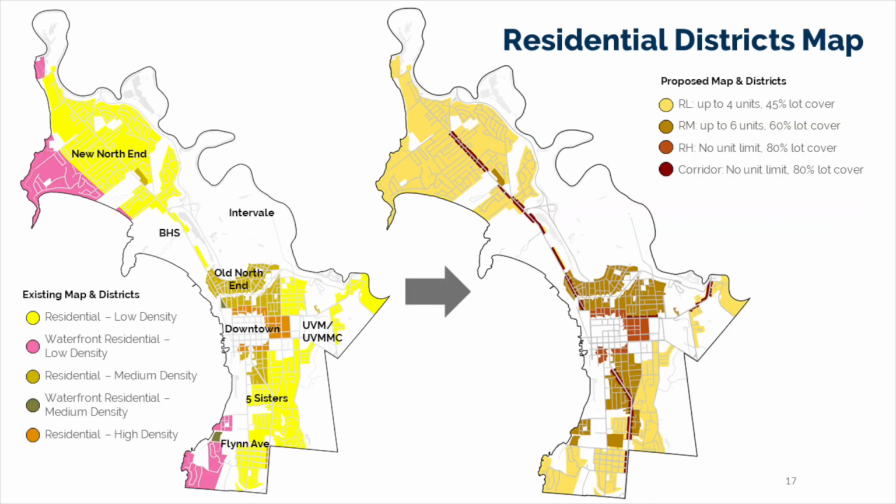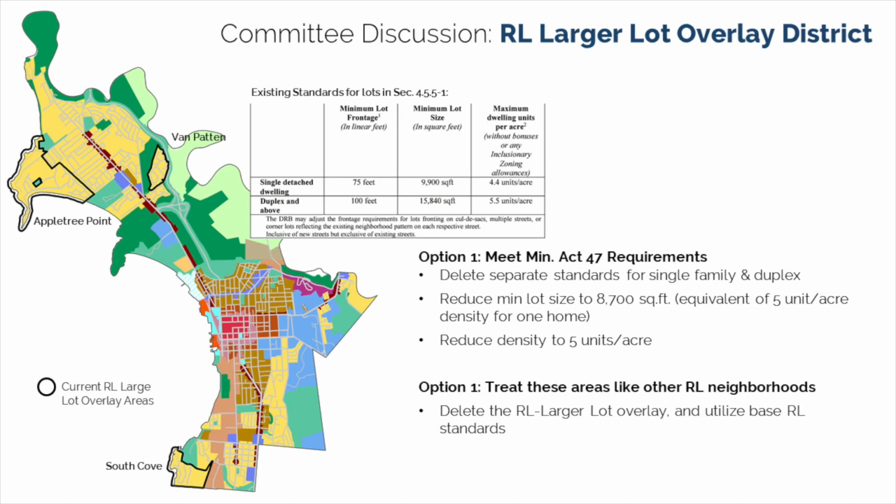The changes to the residential districts map will ultimately allow up to 4 or 6 units per building citywide, with differences between residential low and residential medium districts focused more on the allowable lot cover and number of units per building. Walkable core areas in the residential high and the new corridor zones will allow more flexibility in terms of housing type choice.